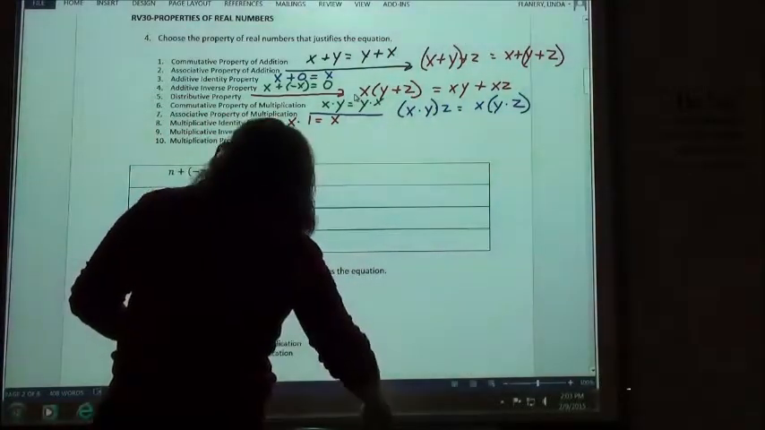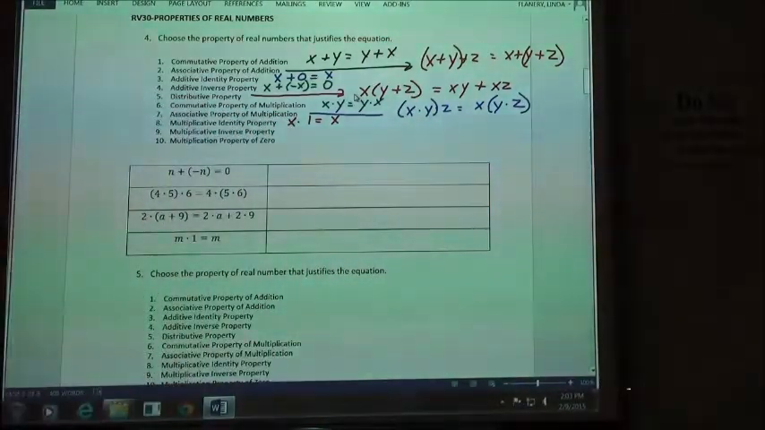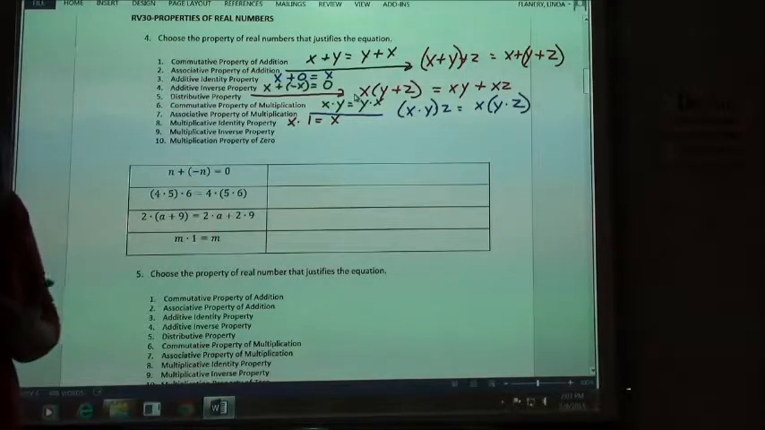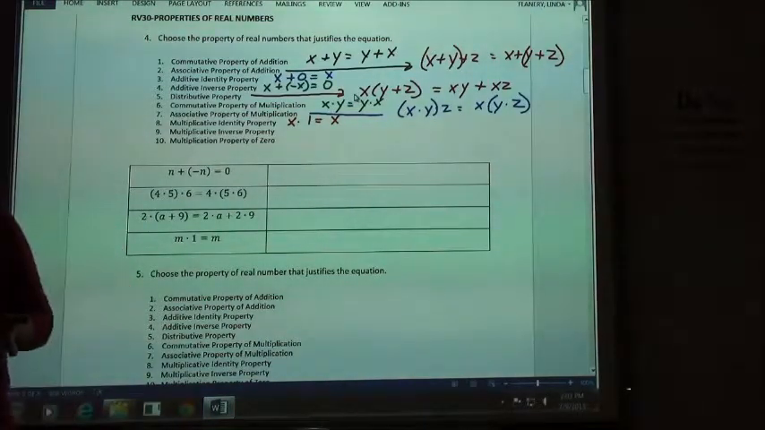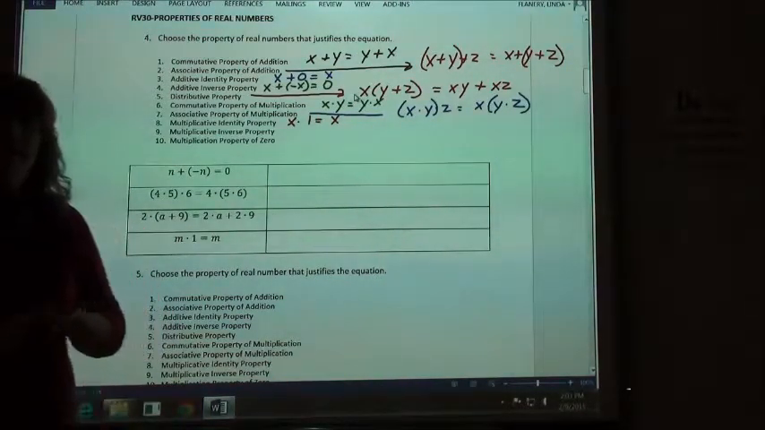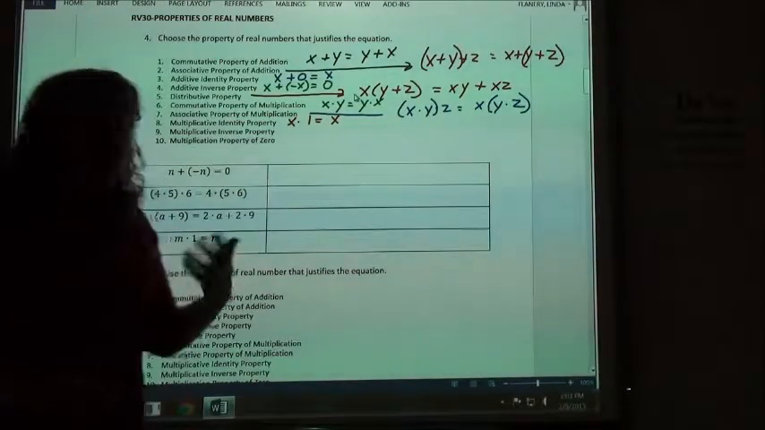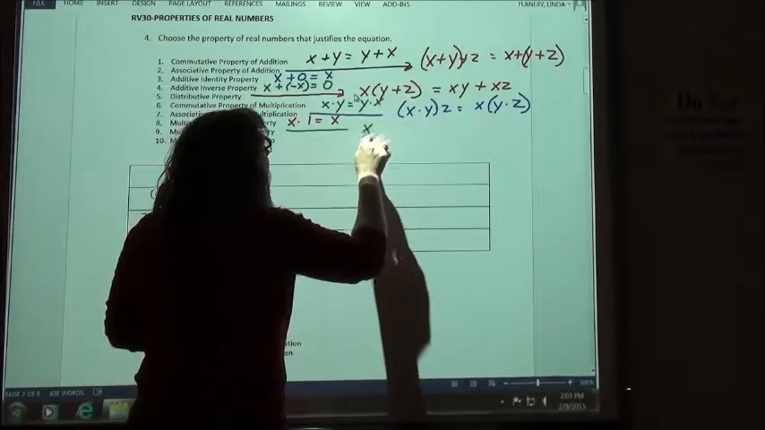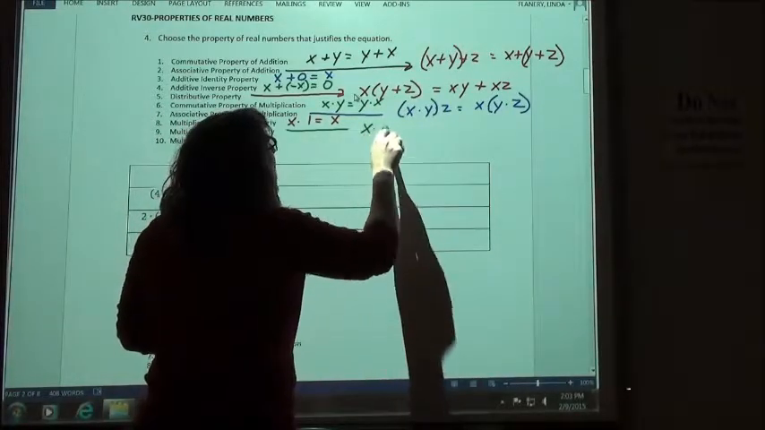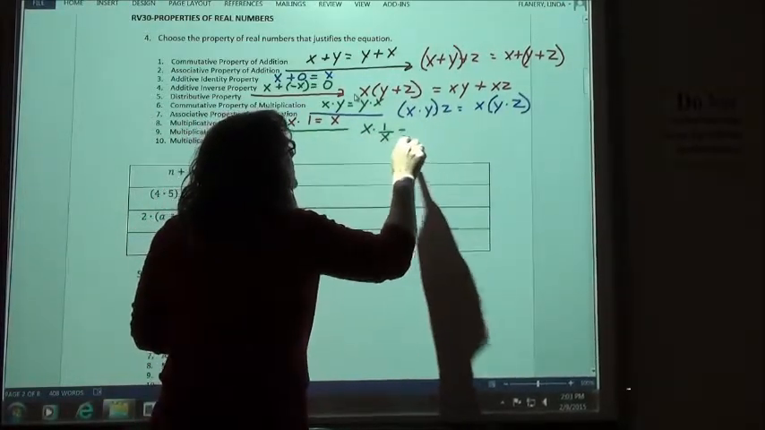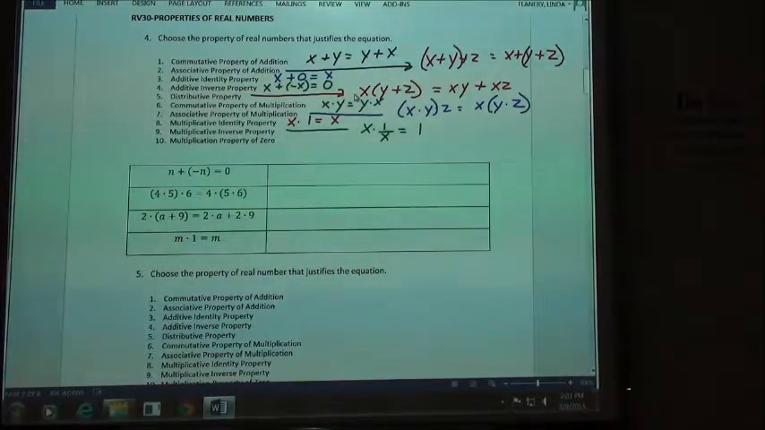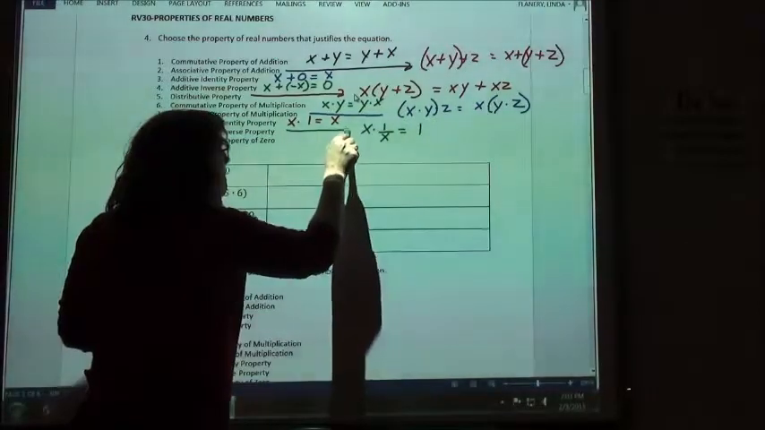Multiplicative inverse, that's kind of the weird one. At least I think it looks weird. The inverse of multiplying is dividing, but when we divide with fractions, we end up multiplying by the reciprocal. So the multiplicative inverse says if I take a value times its reciprocal, it's always going to equal 1. So their example is going to look like this. X times the reciprocal of x, which is 1 over x, equals 1.